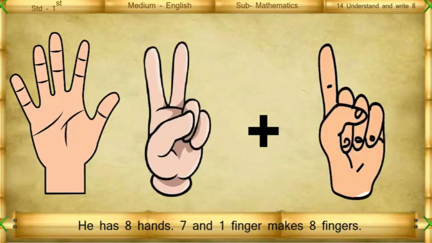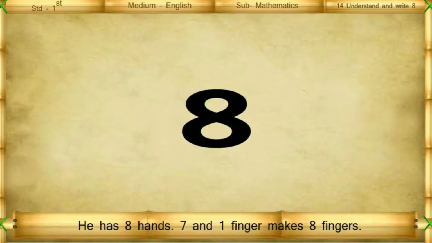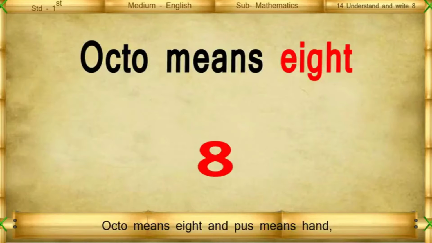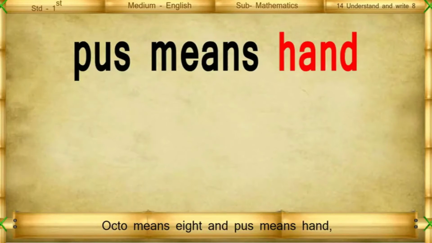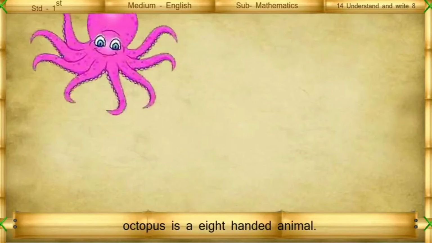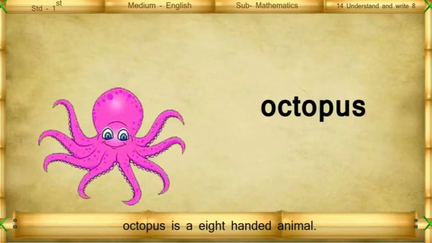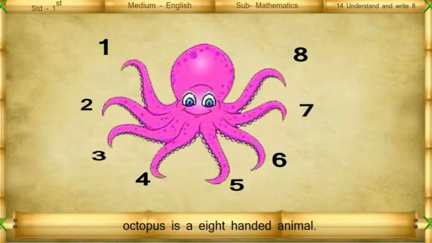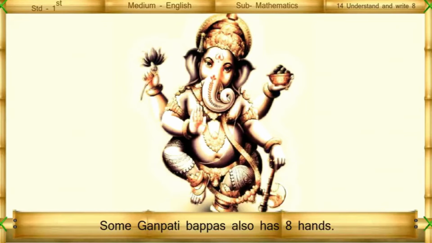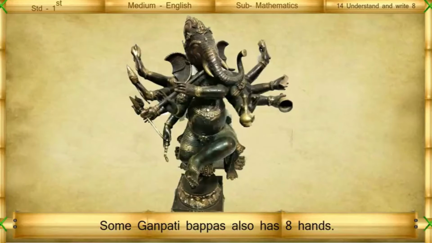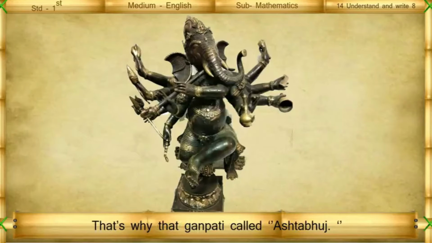7 and 1 finger makes 8 fingers. Octo means 8 and pus means hand. Octopus is an 8-handed animal. You know Ganpati Bappa? Some Ganpati Bappas also have 8 hands. That's why that Ganpati is called Ashtabhuja.